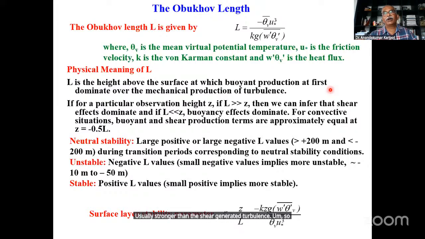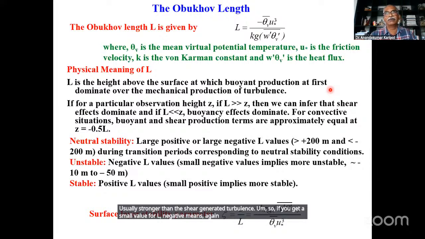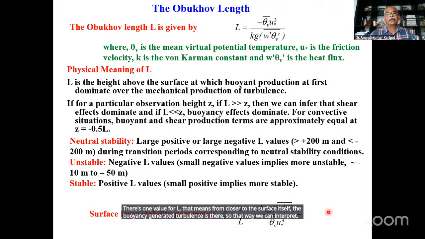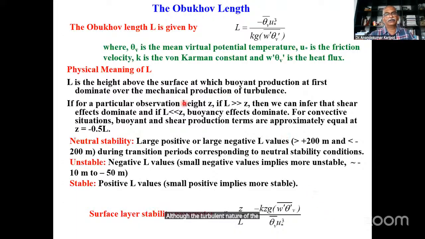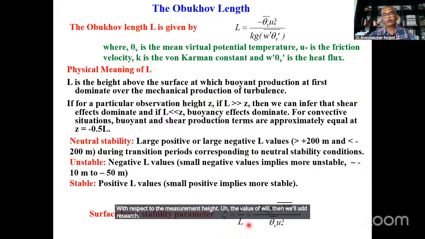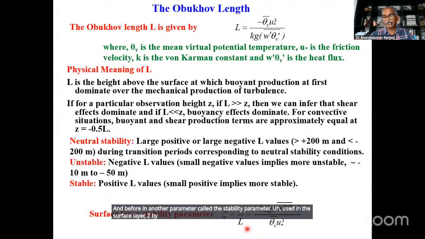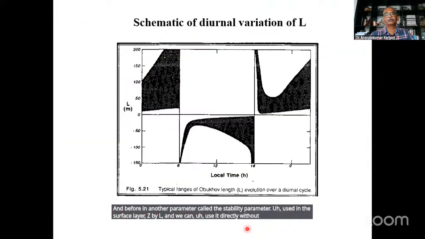If you get a small value for L, negative means again unstable. A small value for L means that from closer to the surface itself, the buoyancy generated turbulence is there. That way we can interpret the turbulent nature of the boundary layer. Not going into all the details, but here it is related. We always have to relate to the measurement height; with respect to the measurement height, we have to judge the value of L. To remove that dependency on measurement height, we can normalize with the height of measurement and define another parameter, the stability parameter used in the surface layer, Z by L. And we can use it directly without referring to the measurement height.